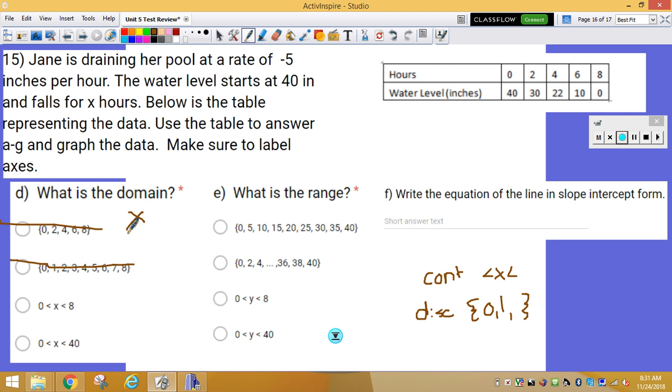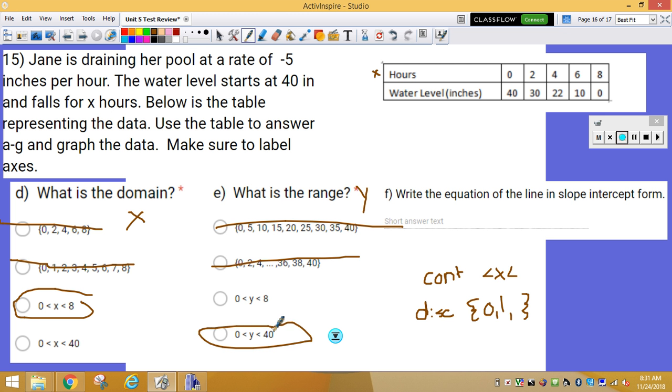Domain is x. So I'm going to look at my x's up here on top, and it goes from 0 to 8. So C is going to be my domain. Range is y. So when we look at my y's go up to 40. And again, we want to list out the inequalities, so it's going to be D. The equation we already did, it was negative 5x. That was my slope. And then remember, where x is 0, that's my y-intercept, so it's going to end in a positive 40.